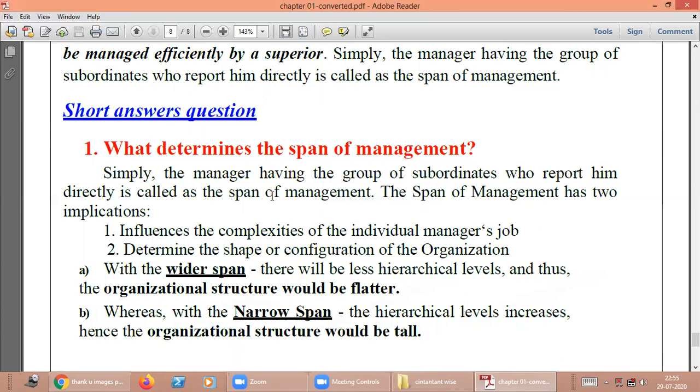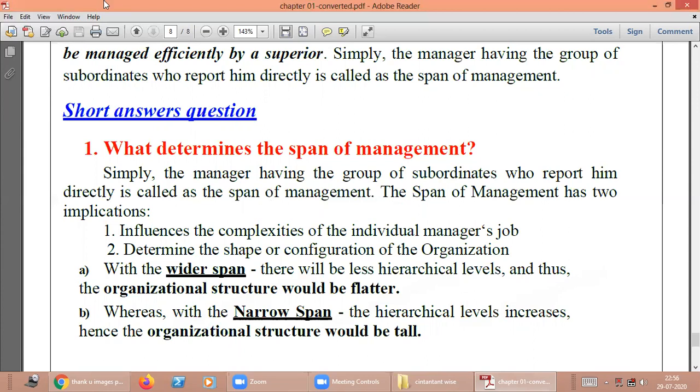Let us conclude chapter number 1. What are the things we have seen? First, the meaning of management; management as art and science; span of management, principles of management, and the management process. We discussed these five topics. Study well. The lessons are very important. Don't waste time, and study well, students.